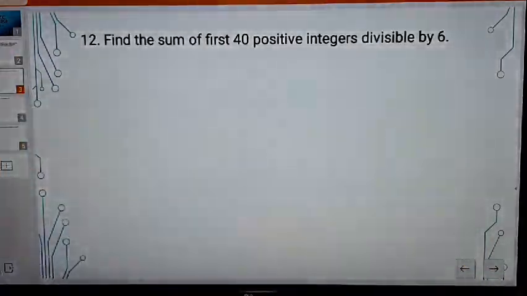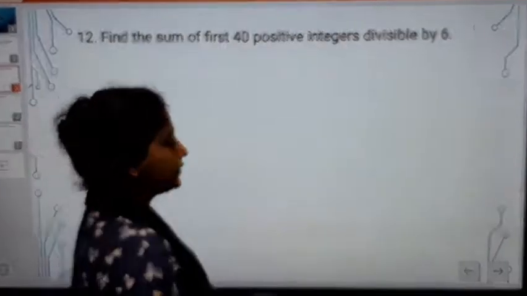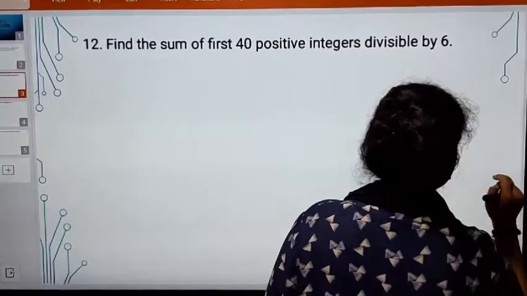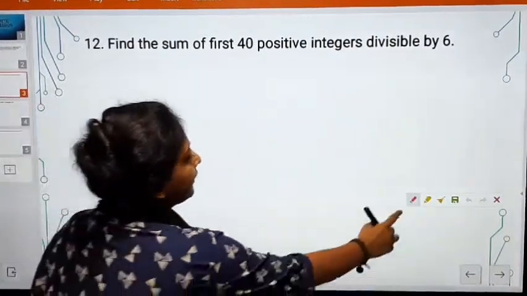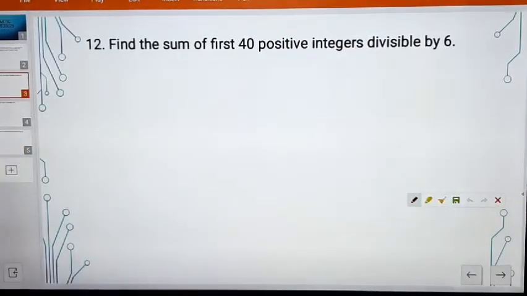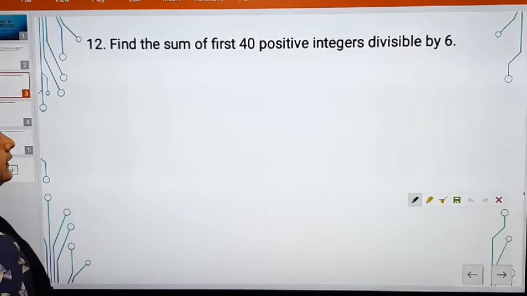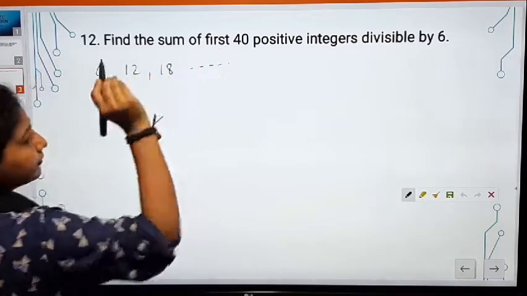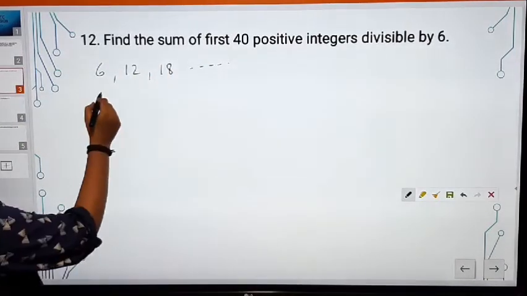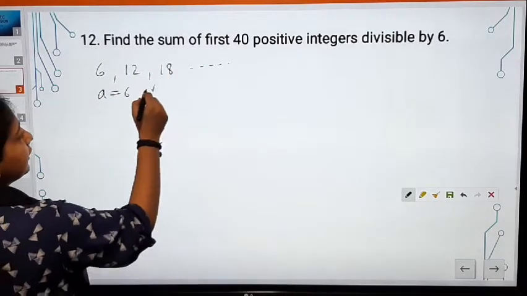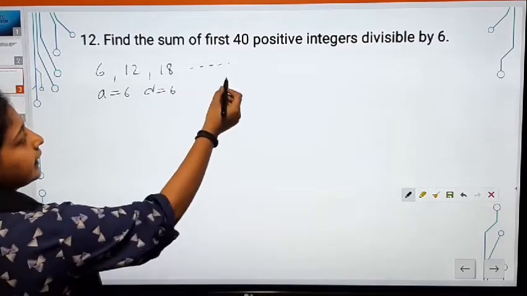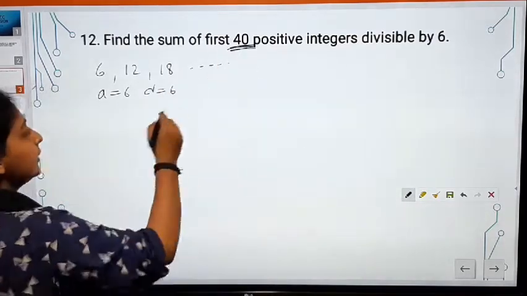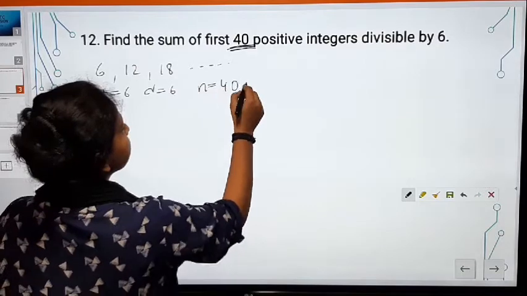Now question number 12. Find the sum of first 40 positive integers which are divisible by 6. First, we have to make the AP. The positive integers which are divisible by 6 are 6, 12, 18 and so on. This is our AP. Here, A equals 6, D also equals 6 and we have to find the value of first 40. So, N equals 40.